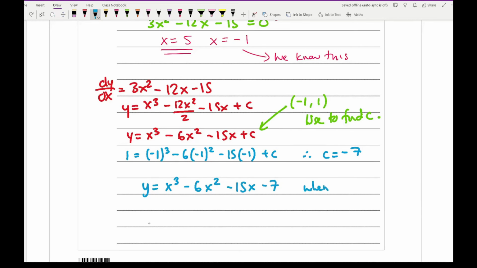Now when x equals -5, or no, it's actually +5, y is going to equal -107. So the turning point is at (5, -107).